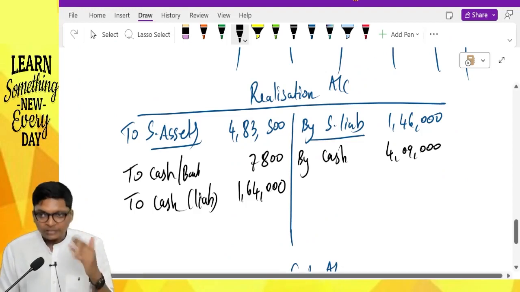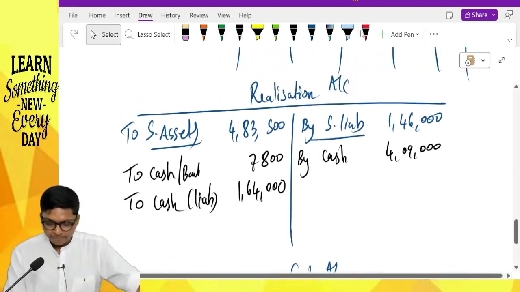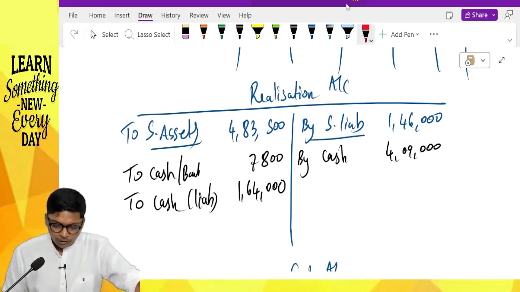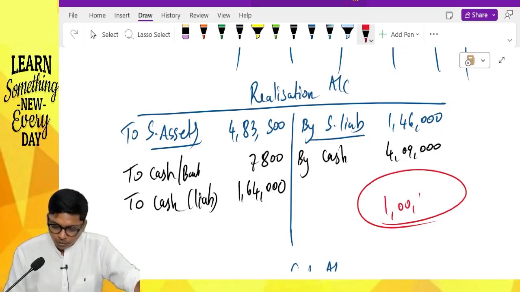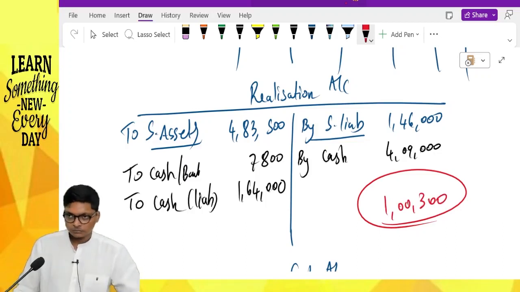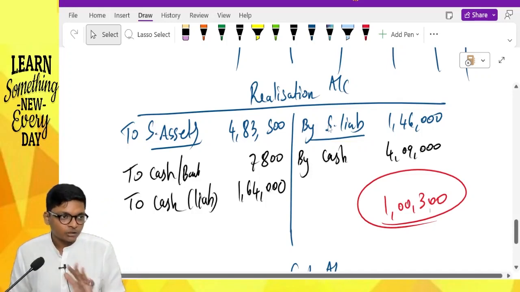First, we need to find the loss. So the first step is to close my realization account. How much, guys? Profit or loss? Loss 1 lakh? 1,30,000 is my loss. All of you got this, guys? Till here, no change, guys. No change. Normal sum.